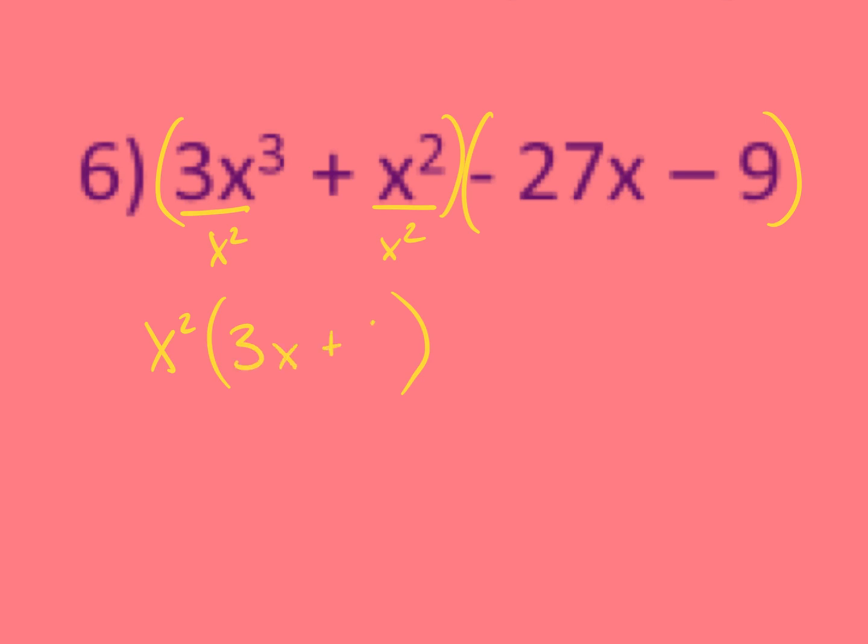3x plus 1. Perfect. It's not 3x plus nothing. Remember, x squared divided by x squared turns into 1. Don't forget that 1 there. What's our GCF from the second group? Negative 9. Why negative 9? Because we wanted to make our signs positive. What do we have left when we take out a negative 9? 3x plus 1. 3x plus 1.